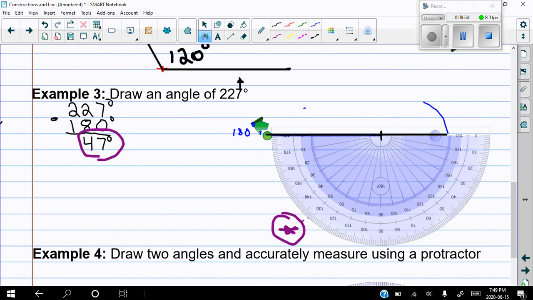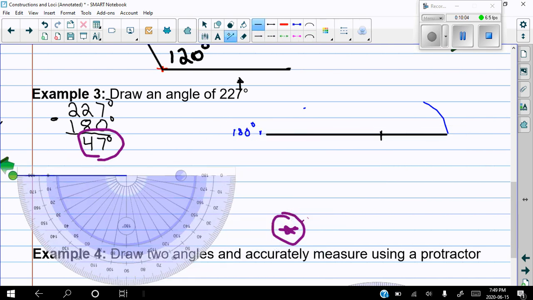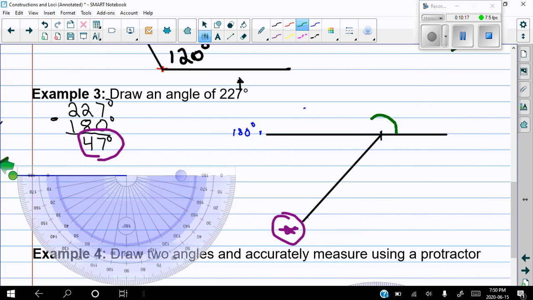Right? It's just that little tick that's coming off of the star. That's our 47. And so we can get rid of our protractor and draw our line here to here. So make sure you draw your little angle curve in, indicating where our angle starts and then finishes, like that. And we can label that 227 degrees. And it looks like a reflex angle because it's bigger than 180 degrees and smaller than 360.